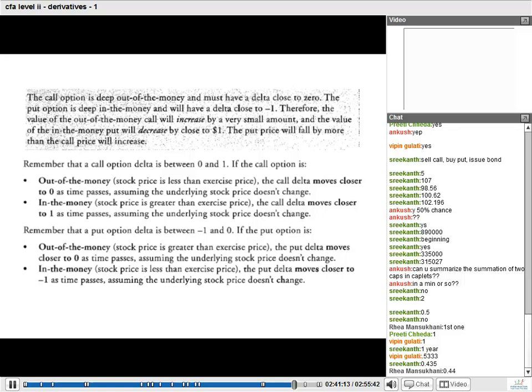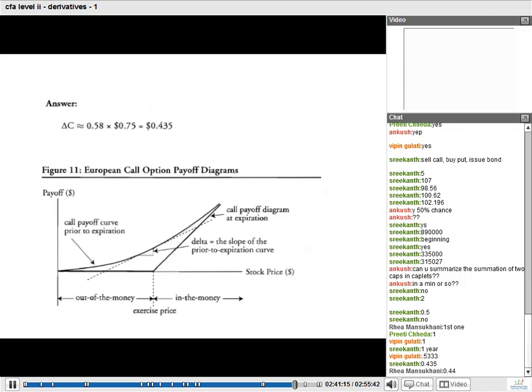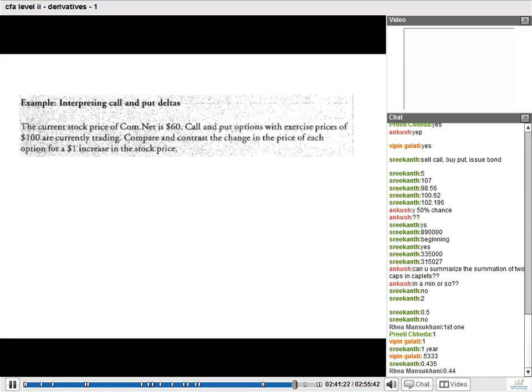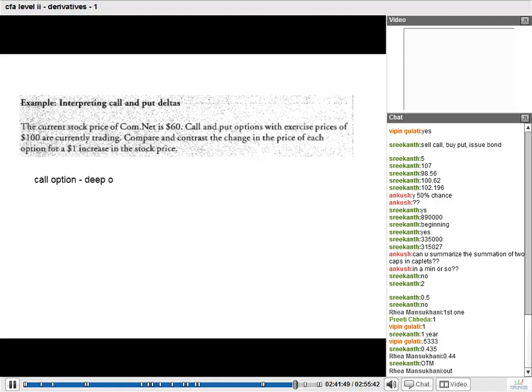Now guys, just understand, if an option is deep out of the money, for deep out of the money call options, the delta is close to 0. So the current stock price of Comnet is $60. Call and put options with exercise price of $100 are currently trading. So is the call option in the money or out of the money? Deep out of the money.